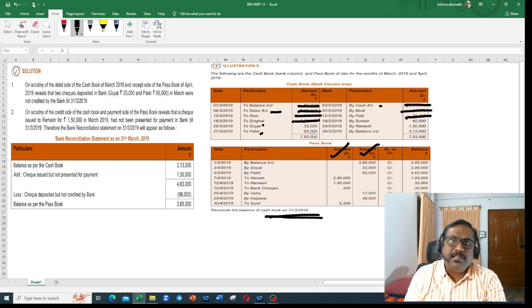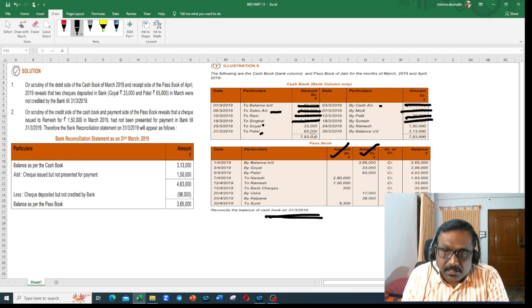Since it is paid in the month of March itself, it would have been updated in the passbook in the month of March itself. There is no difference between cash book and passbook of March month. So since there is no difference, we don't require to bring that point as a part of the reconciliation. So I'm not bringing that 40,000 as well. I'm striking it off.